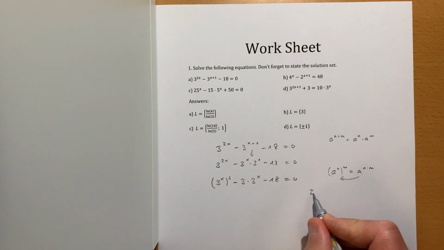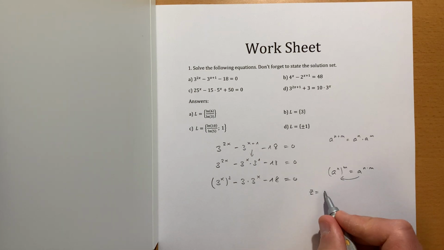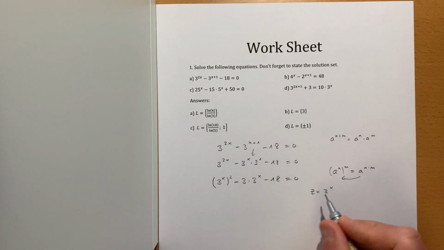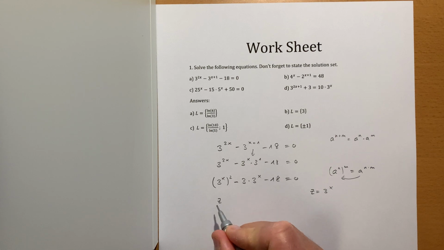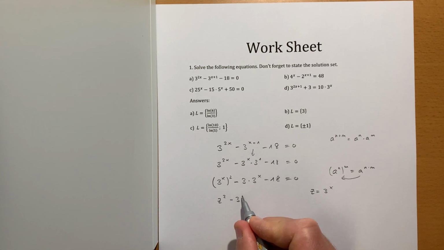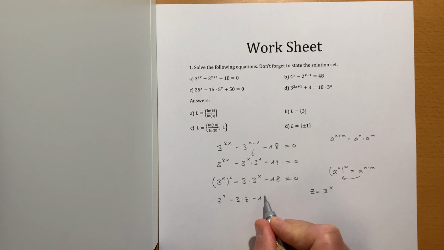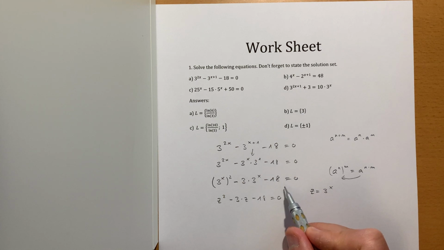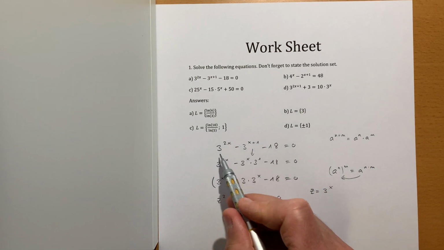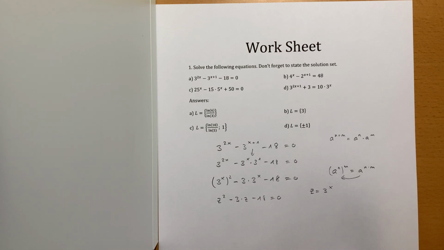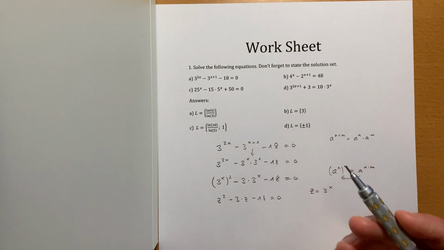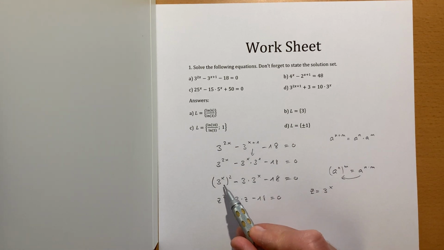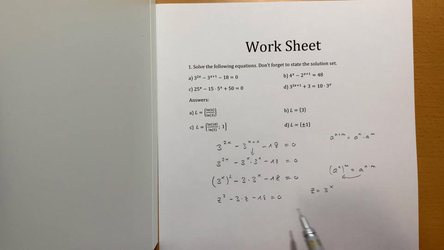So let's do a substitution. z is 3 to the x, and substitute this in here. So z to the 2 minus 3 times z minus 18 is equal to 0. So this is a quadratic equation in 3 to the x. The whole equation is not quadratic. Please don't get that wrong. The equation is an exponential equation, but it is quadratic in 3 to the x. So we're able to solve it by using a substitution.